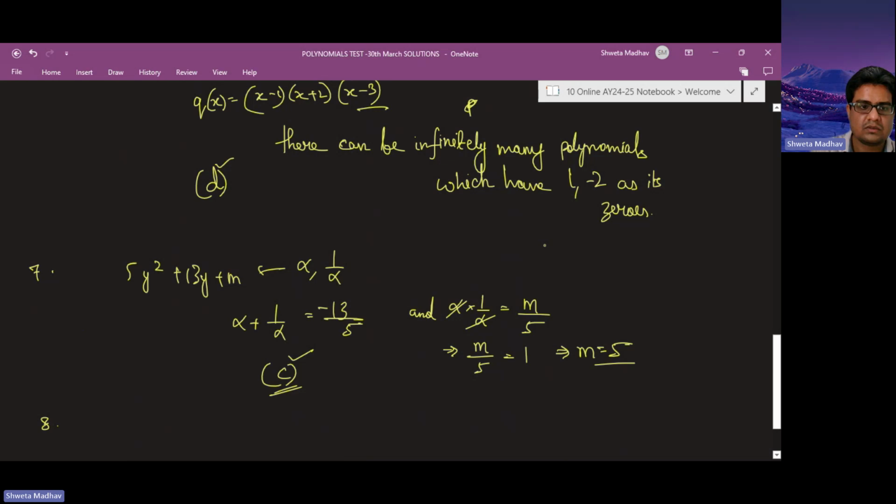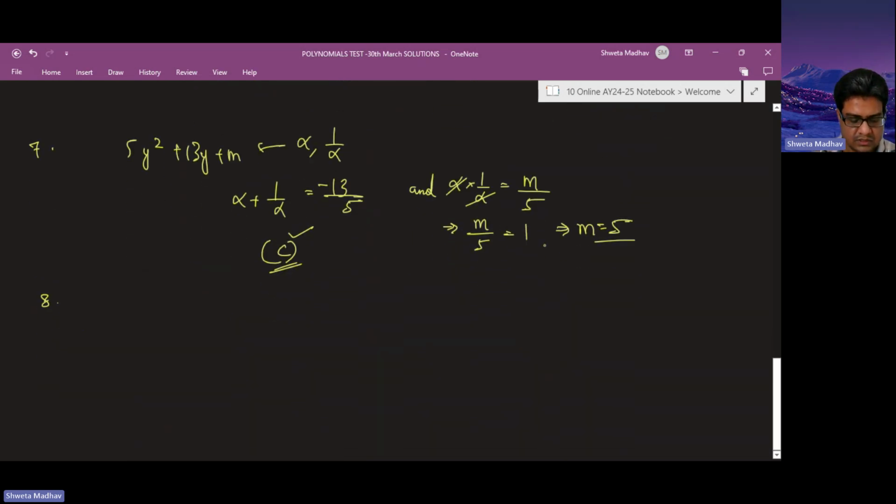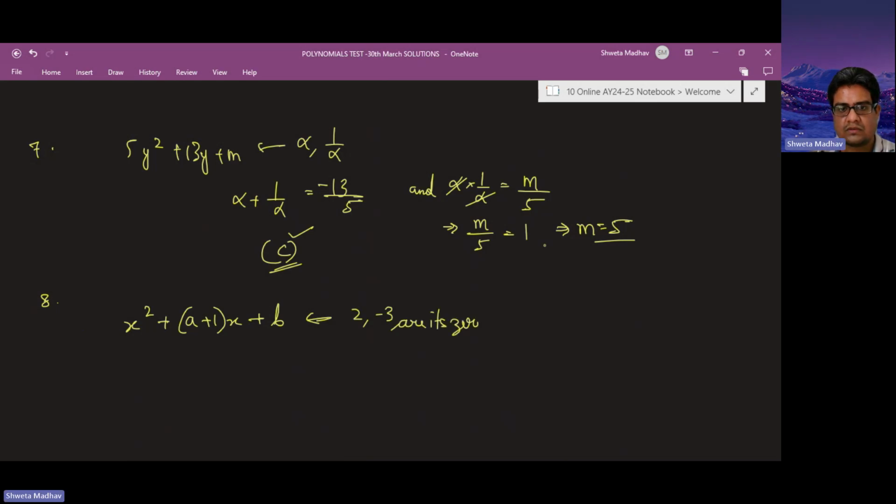Then similarly, in question number 8, it has been told, if the zeros of the quadratic polynomial x square plus a plus 1 into x plus b are 2 and minus 3, then what will be the values of a and b? So these are its zeros. So we have to find the values of a and b.